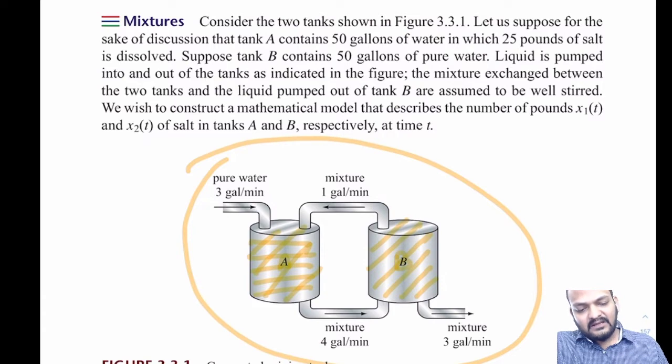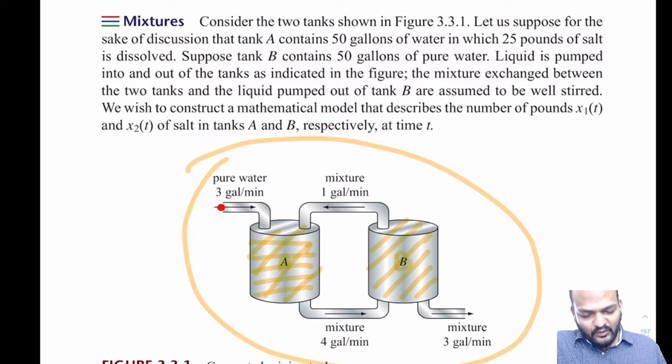Now, what is happening is that the liquid is pumped into and out of the tanks, as you see in the picture. Pure water is coming in, and the mixture has been well stirred. There's a stirrer there, if you want to assume that. 3 gallons of this mixture is going out, and also 1 gallon per minute is coming inside. The amount in should be the amount out, right?